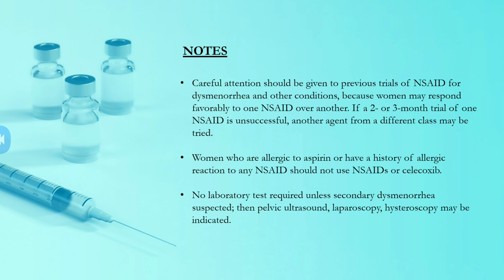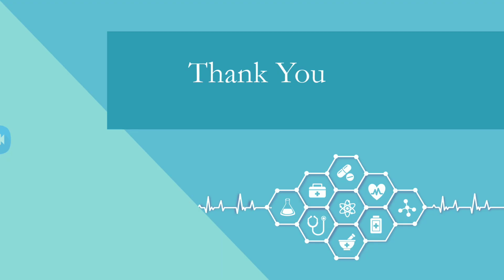Women who are allergic to aspirin or have a history of allergic reaction to any NSAID shouldn't take NSAIDs or even celecoxib. As our patient has no allergies to any medication, we can give it to her easily without any problems. There shouldn't be any laboratory tests, as history taking is more important in primary dysmenorrhea. But if there is secondary dysmenorrhea, pelvic ultrasound, laparoscopy, and hysteroscopy can be indicated. Thank you.